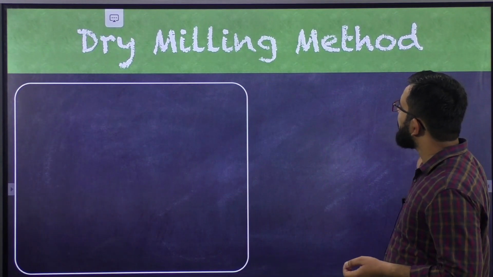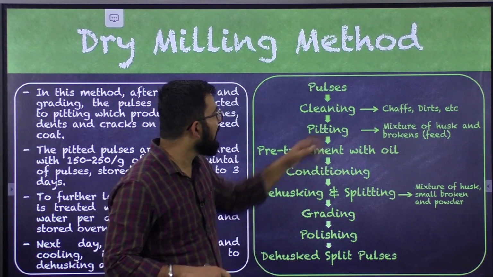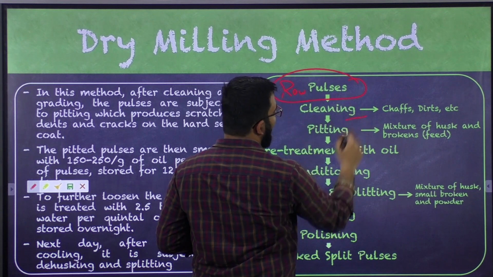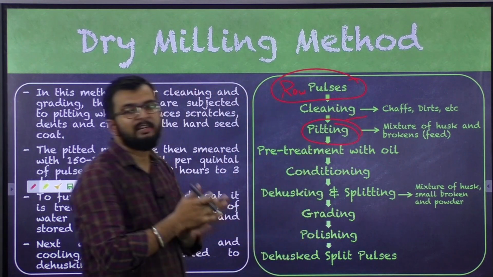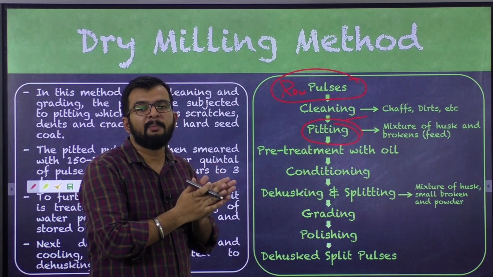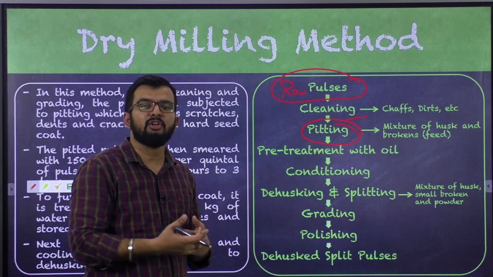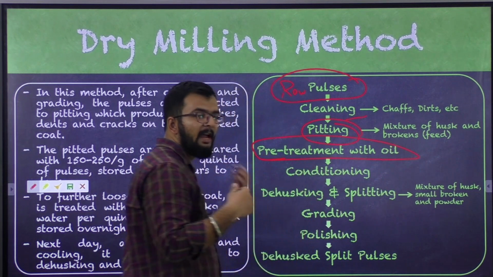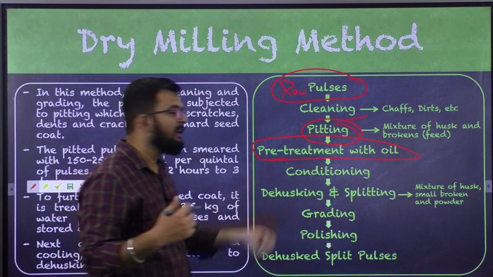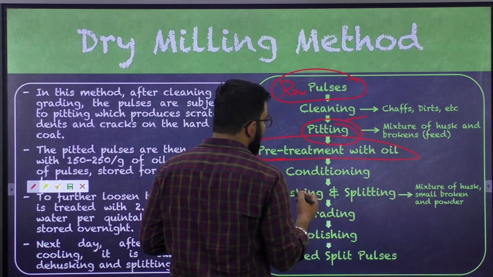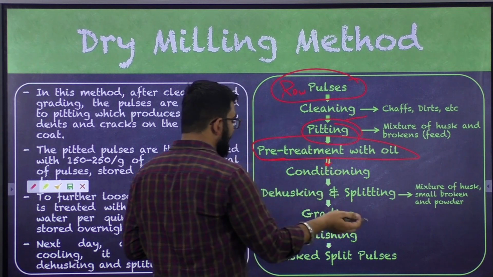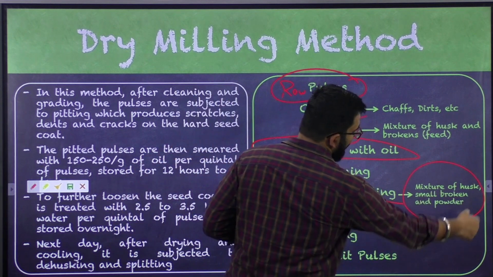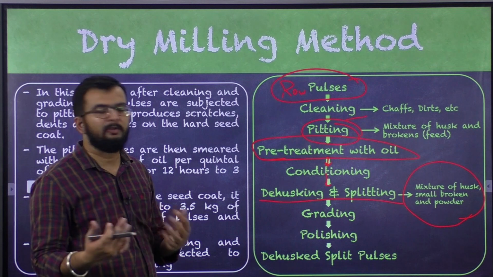So after wet milling is your dry milling. So in dry milling, what is happening? After you receive raw pulses from the field, these are cleaned. After cleaning, pitting is done, that is scratching or breaking the hull of the pulses in order to facilitate penetration of water and oil. So after pitting, pre-treatment with oil is done. In wet milling we were soaking it in water, right? Here we are pre-treating it with oil, then conditioning, leaving it for some time so that the oil can penetrate, followed by dehusking and splitting to remove the hull and split the cotyledons into individual halves.